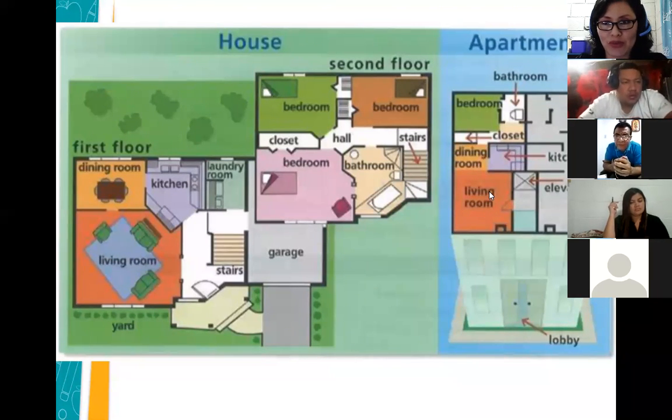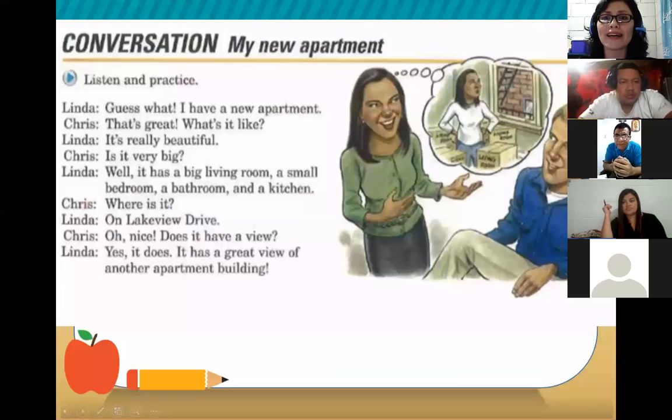No questions, very good. So that is the vocabulary about house, but then we have a conversation, right? There is a conversation here, and the title of the conversation is My New Apartment, okay?